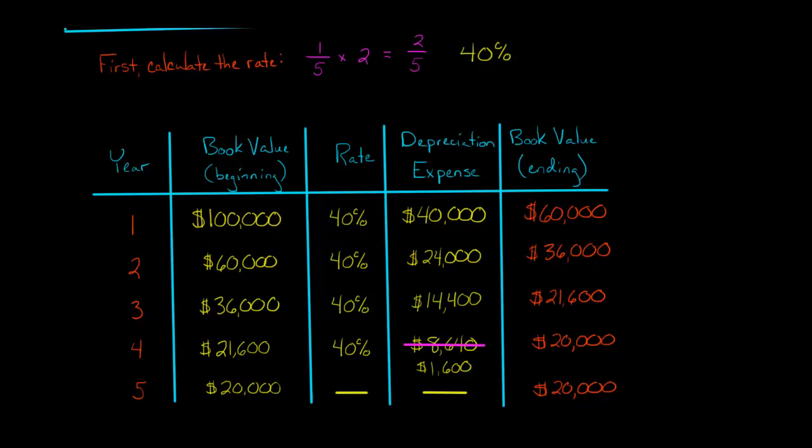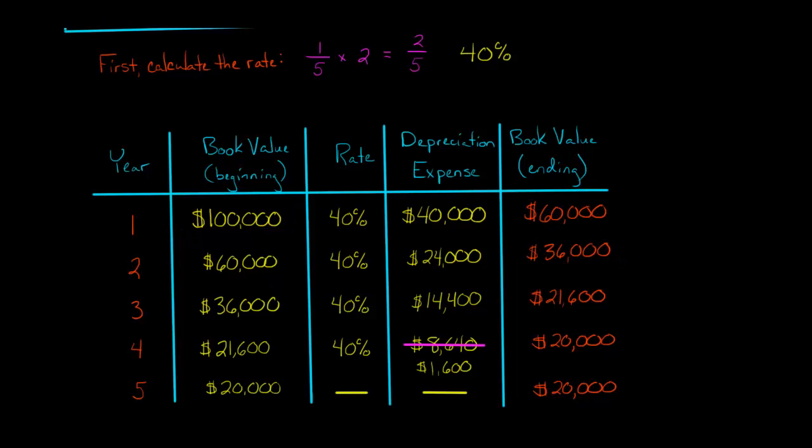Notice again, by the way, we did not subtract the salvage value. For year one, when we calculated depreciation, we didn't say 100,000 minus 20,000. We didn't do that, okay? So for year two, the depreciation expense is going to be 24,000. That's the 60,000 times 40%. So the ending book value is going to be 36,000 at the end of year two. What is that 36,000? It's 100,000 minus 40,000 minus 24,000.